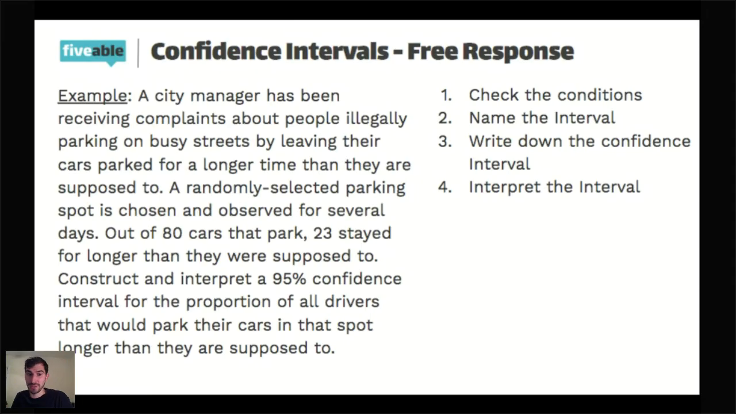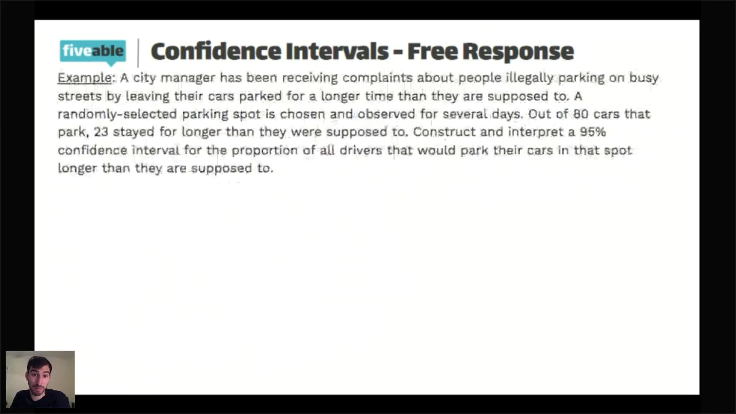Just for the sake of time, for the people who are watching on replay, in this situation, we have been asked to construct and interpret a 95% confidence interval for the proportion of all drivers that would park their cars in that spot longer than they are supposed to. As soon as you see the word proportion, good news, it is a Z interval. When you see the word mean, it is a T interval. So we have to check our conditions.